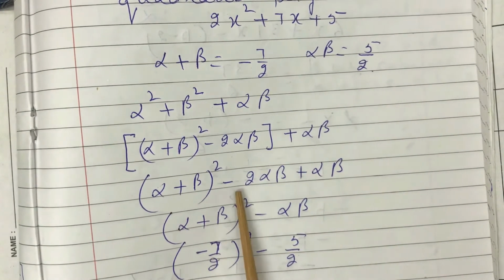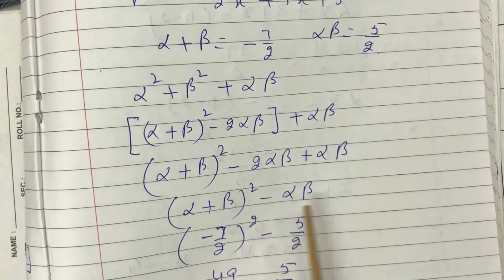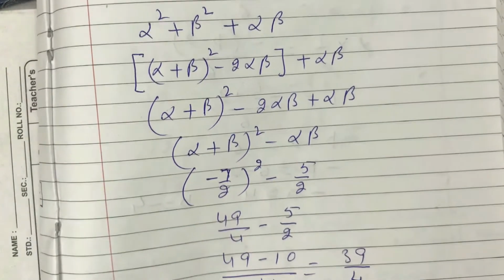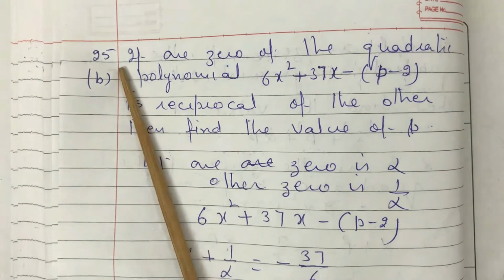alpha plus beta whole square minus 2 alpha beta plus alpha beta. So that is equal to alpha plus beta whole square minus alpha beta. Substitute the values, you will get the answer 39/4. Now 25th question B part.